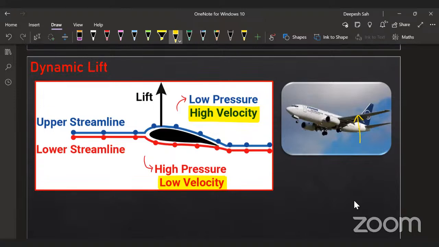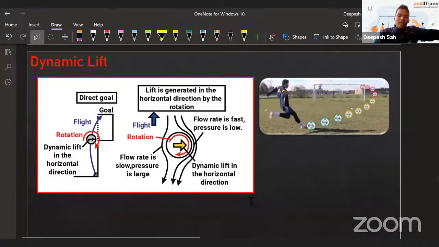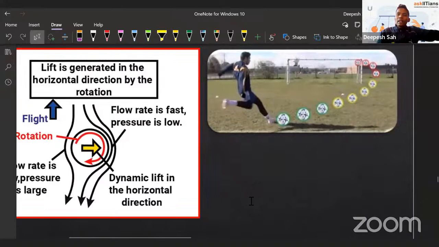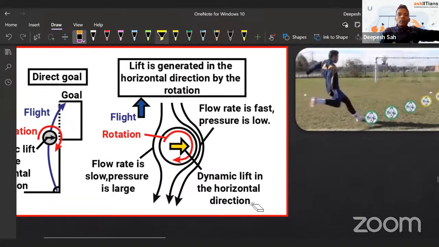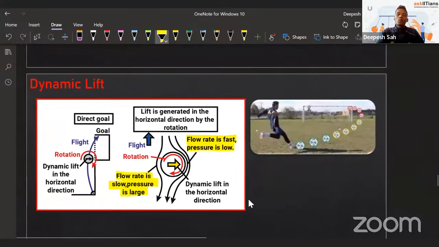Yes, sir. Same goes on with other situations as well. When you are kicking a football, the same thing goes on. You don't have to go into extreme detail, but when it takes a turn like this, it is doing the same thing. On one side of that particular football, flow rate is fast and pressure becomes low. On the other side, flow rate is slow and the pressure becomes large. And that's why you see a shift, or dynamic shift, in the football.